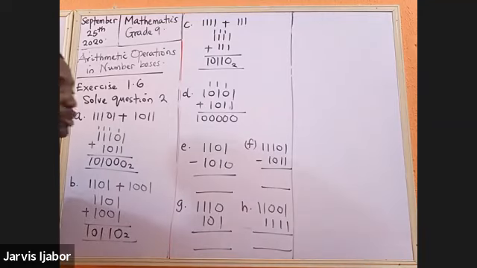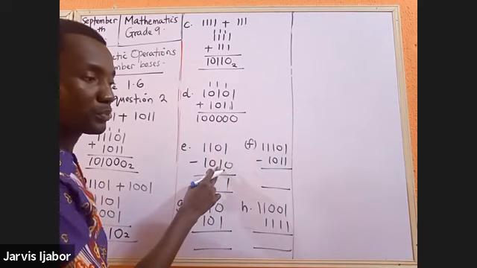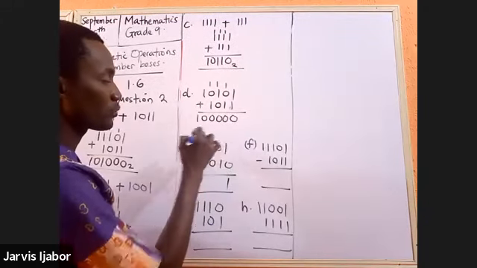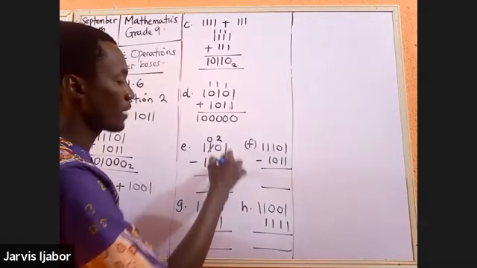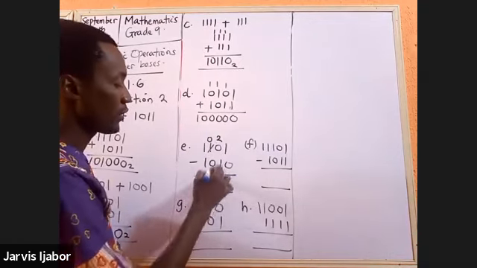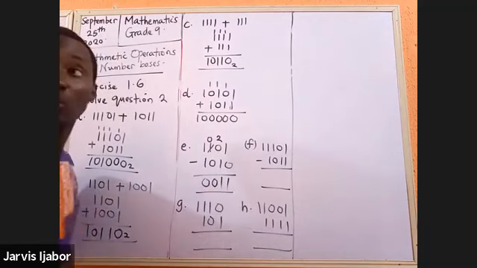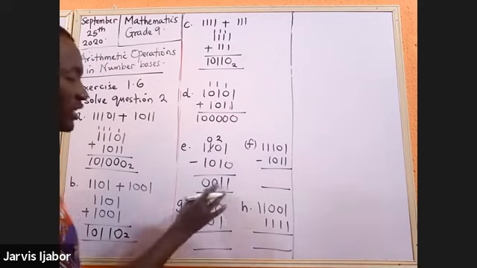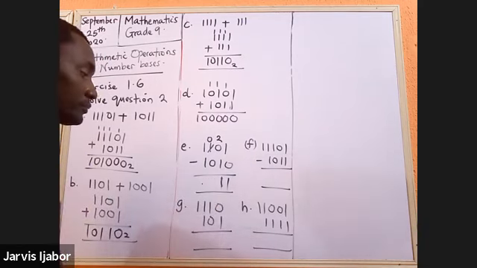Now for subtraction, 1 minus 0 is 1. 0 minus 1 is not possible. So I'll borrow 1 from here. This will be 0. Anytime I borrow, it is the base. It will be 2. So 2 minus 1 is 1, 0, 0. Which invariably means that the answer is what? 1, 1 base 2. So these ones are not significant, so we don't write them. Is that clear? Now let's go to F.